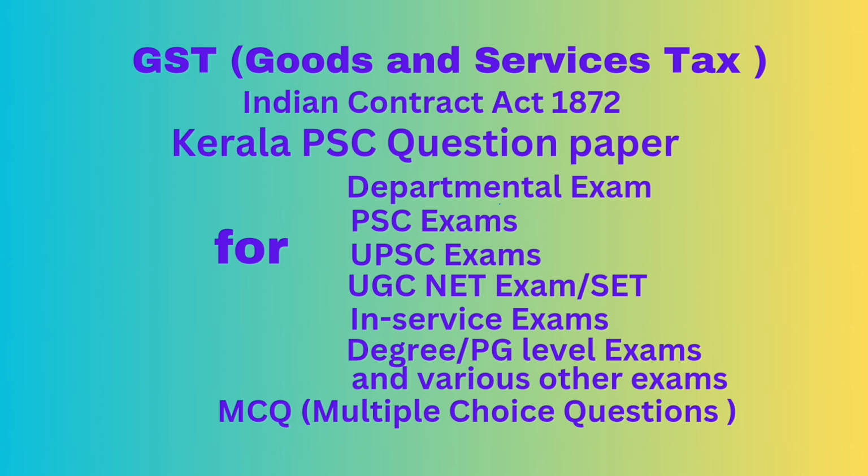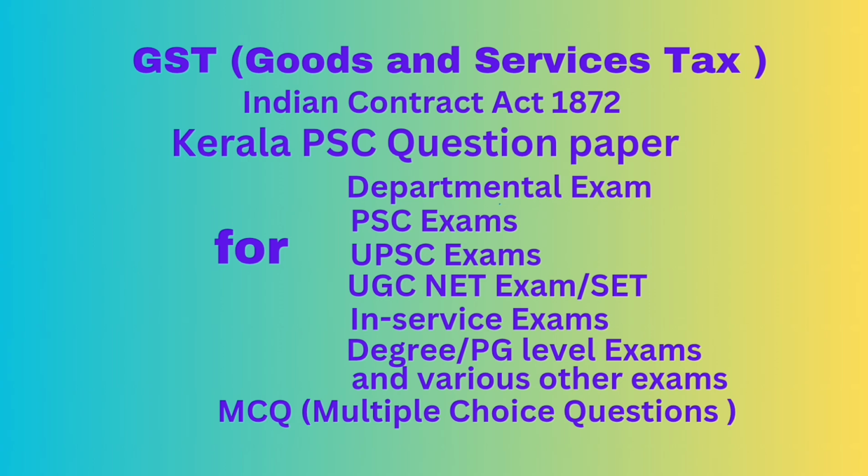Question number 31. Input service distributor shall furnish a return in form GSTR 6. Question number 32. What is the name of the return to be filed by the small taxpayers in proposed return scheme? Option A, Sahaj. Option B, Sugam. Option C, Saral. Option D, Sajag. Correct answer, option A and B. That is, Sahaj and Sugam.